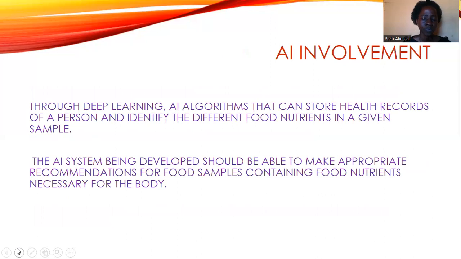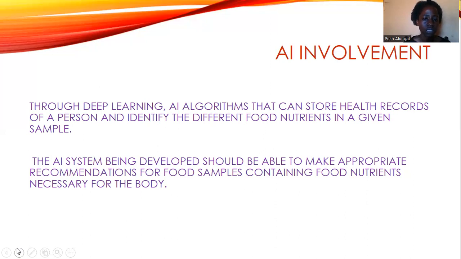As we go on, the question is, how is the AI, or artificial intelligence, involved in this project? Through deep learning, the AI algorithms can store health records of a person and identify the different food nutrients. In the AI involvement here, we are bound to develop a system that is able to identify a person's health, like the deficiency, even by comparing with the health records of the person.